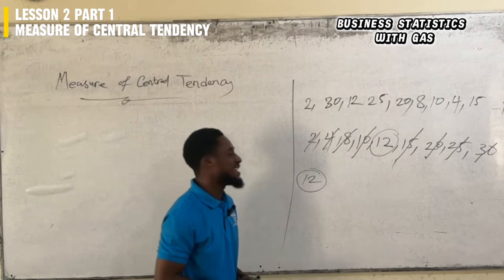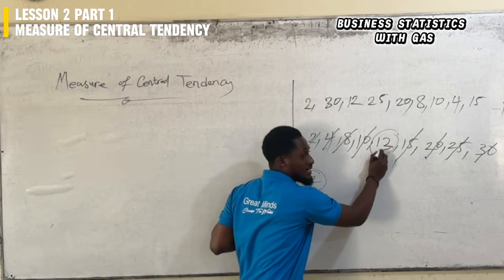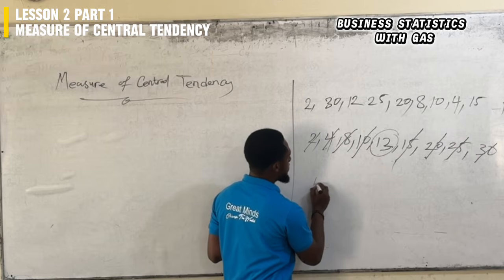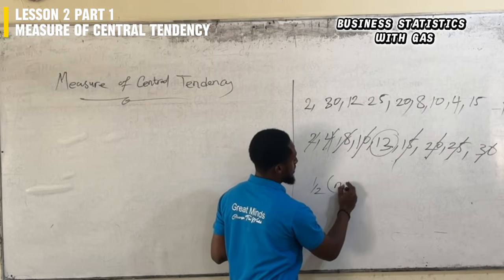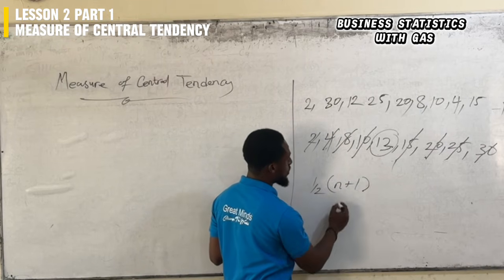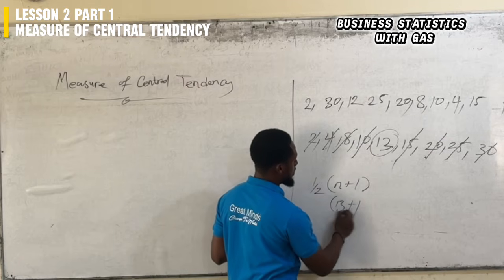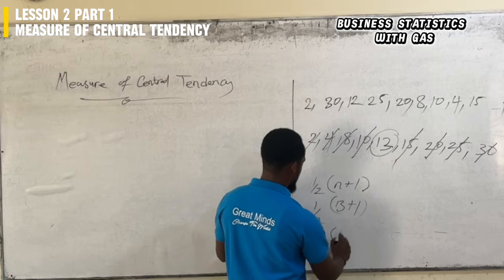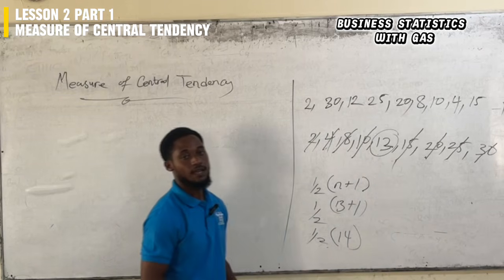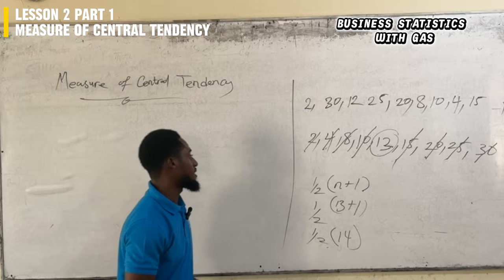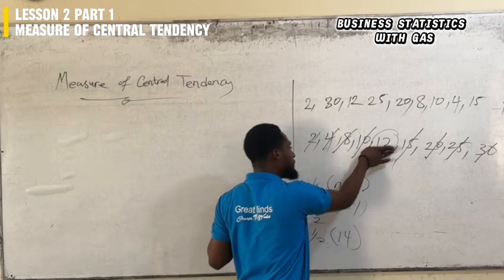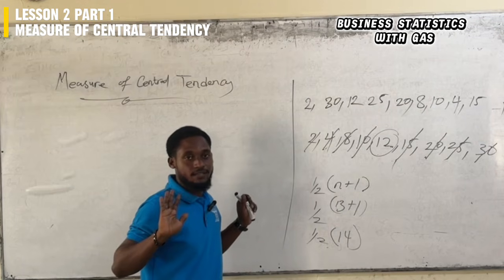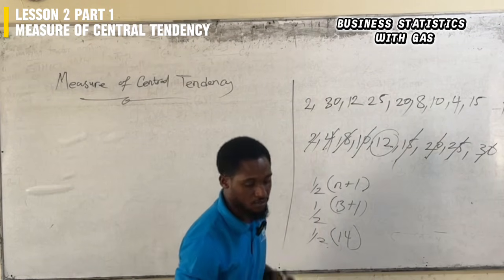If this number was an odd number, let's say if it was 13, what you would have done is state the formula: 13, then plus 1, and you get half times 14, then you calculate for it. But if it's an even number, you don't touch it, it remains the same. So now let's proceed.